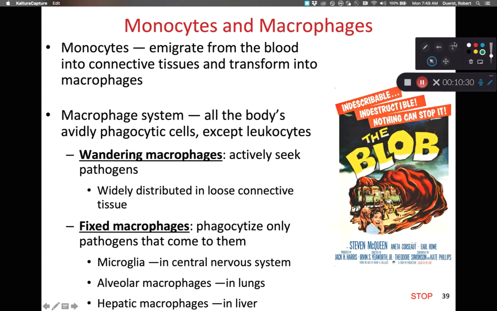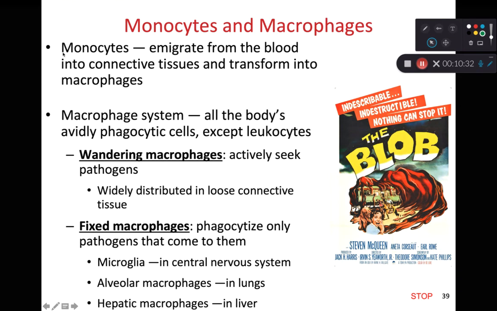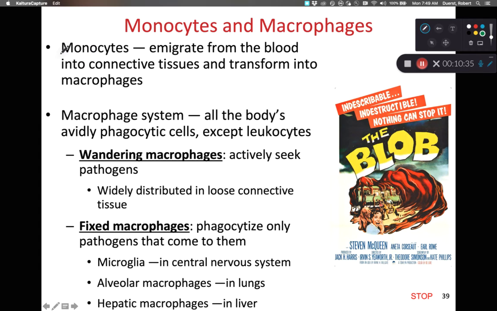Speaking of monocytes and macrophages, monocytes are the largest white blood cell within our bodies, and they typically are going to go from the bloodstream to connective tissues. Once they get into the connective tissue, they transform into the big eater, the macrophage. And as we look at the macrophage, we have two different categories. We have fixed and wandering.